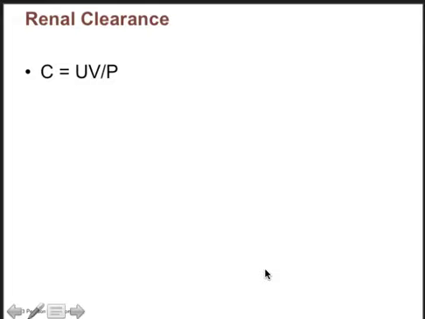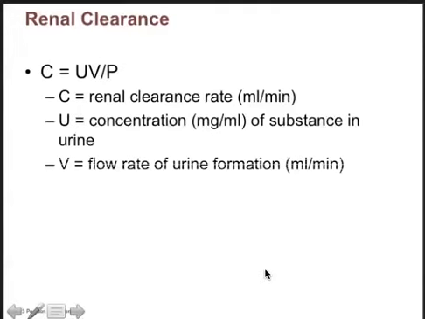We can use a formula to relate renal clearance to known factors. Clearance is equal to the concentration of a substance in the urine times the flow rate of the urine formation divided by the concentration of the same substance in the plasma. Okay.